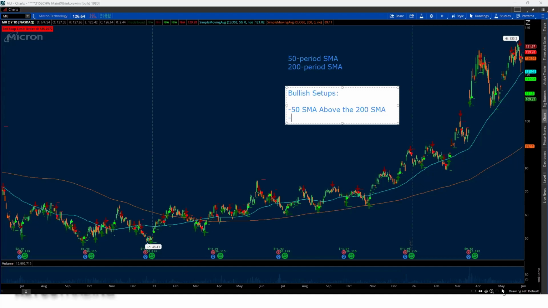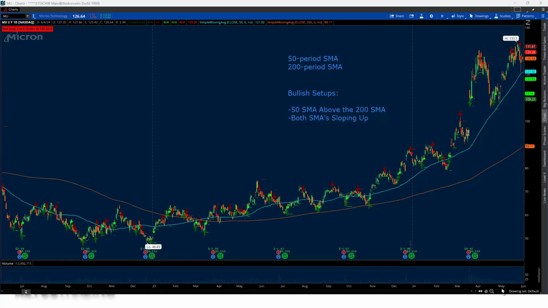The second rule is not required, but ideal. Ideally what I want to look for is both SMAs sloping up. So you can see here, I'll point out where there were some buying opportunities, but here we have the 50 period above the 200 period and both sloping up.